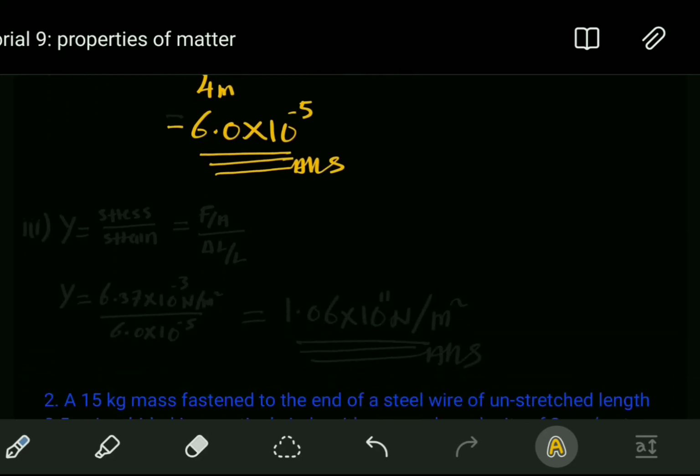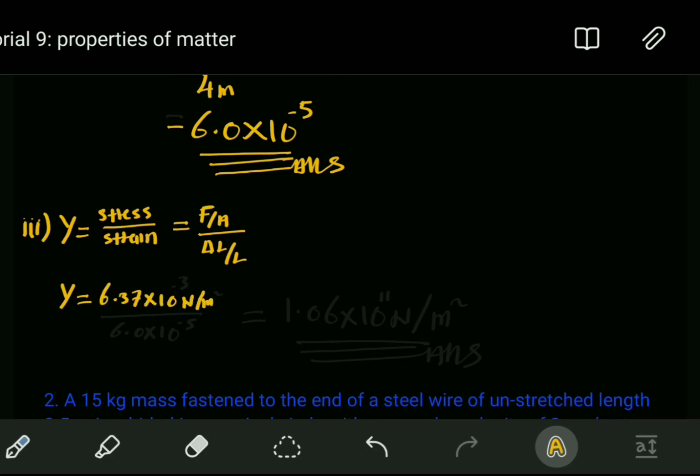How do we find the Young's modulus? The formula for obtaining the Young's modulus is Y equals stress over strain. We know that stress is force over area, and strain is extension over the length. But since we have both values for the stress and the strain, we are simply going to substitute into this formula, giving us the Young's modulus equals the stress divided by the strain. Therefore, Y equals 1.06 times 10 to the power 11 newtons per square meter.